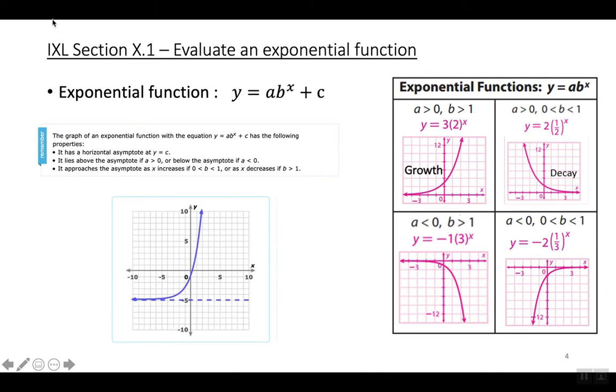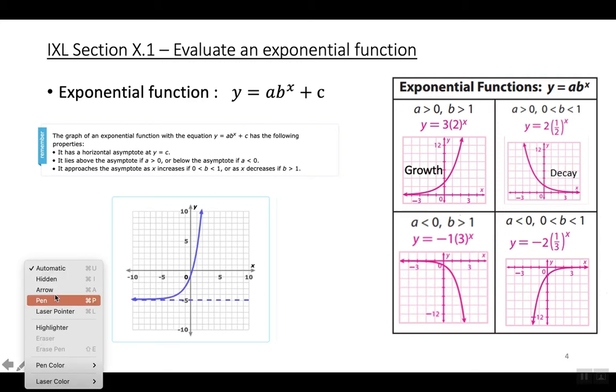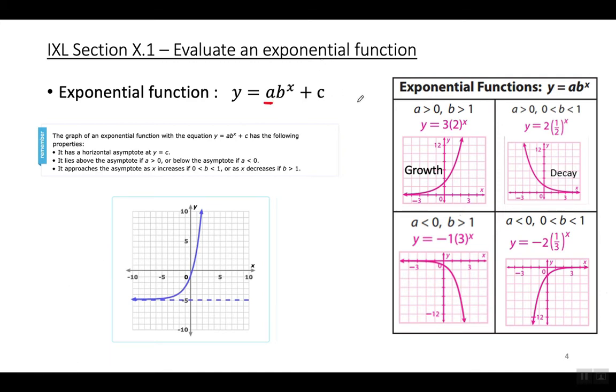Okay. Now let's talk about A. If you look at the graphs here, on the top two graphs, it says that if A is greater than 0, that means A is positive. So when A is positive, the graph is above the horizontal asymptote. And when A is negative, the graph is beneath or below the horizontal asymptote.